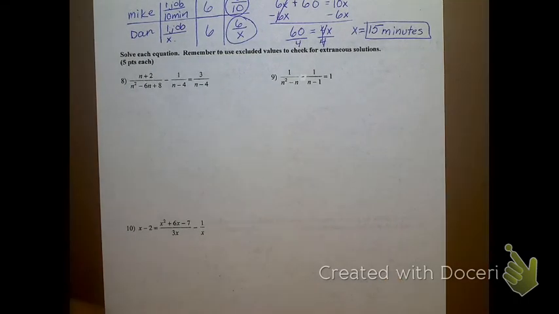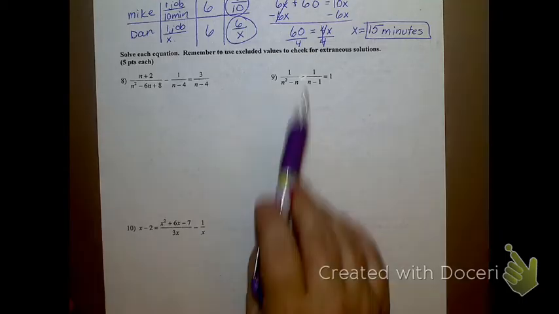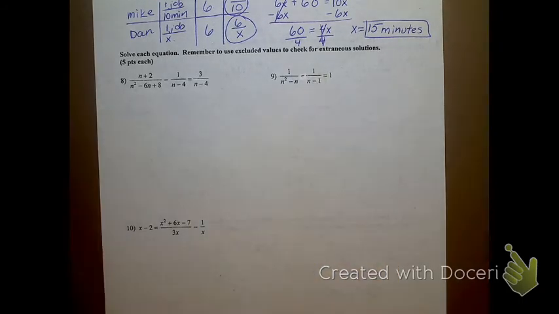Solve each equation. We're now down to the equals ones. So we're going to have it equals in our answer, like x equals 5 or whatever it is. Remember to use excluded values to check for extraneous solutions. Does it say I need to state the excluded values? Does it say state excluded values? No. So I don't need to state what the excluded values are. I just need to check my answer against them to see if they cause any of my answers to drop out.